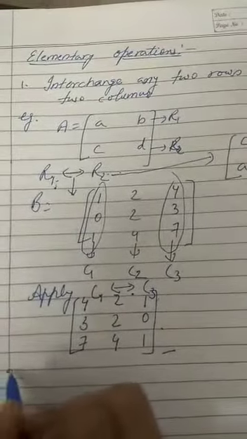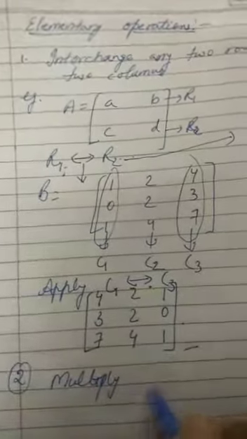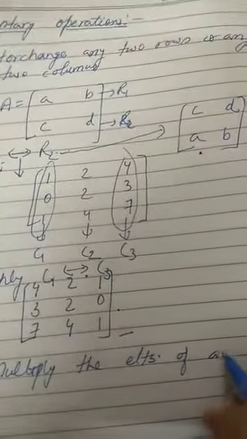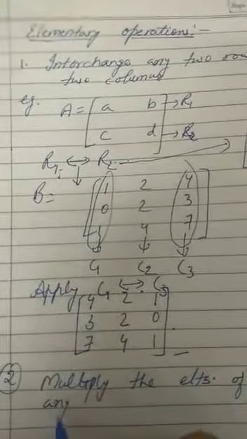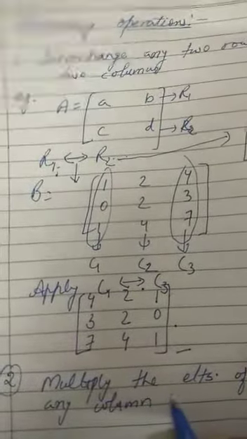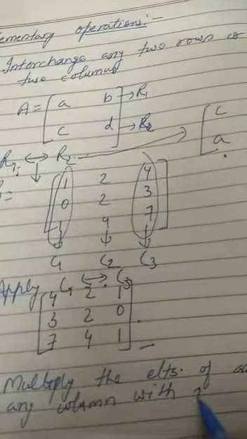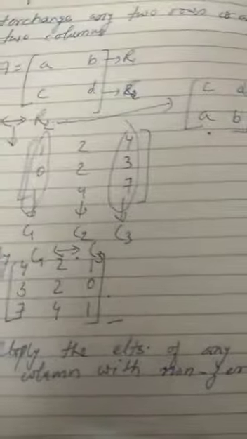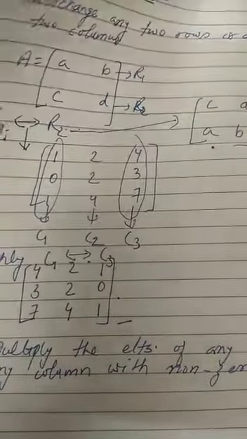Now the second operation, what is that? We can multiply the elements of any row or any column with a non-zero scalar. We cannot multiply any row or column with 0. Remember, the scalar which we are going to multiply with the elements of any row or any column of the given matrix, it should be non-zero.